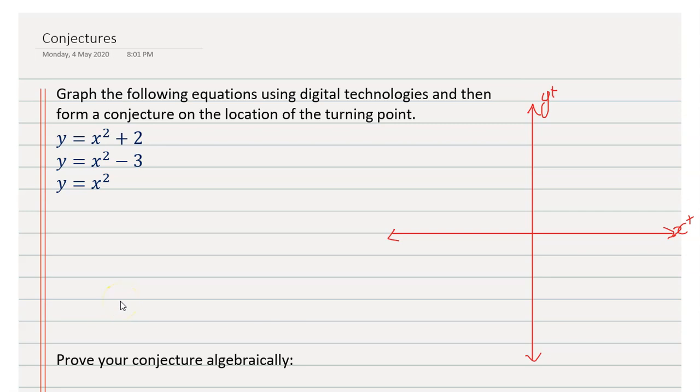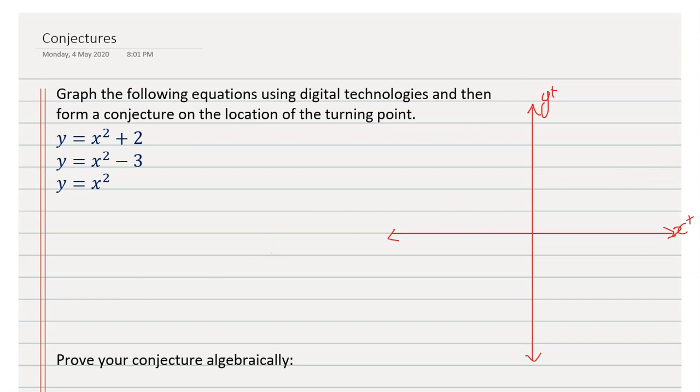Good evening, everyone. In this video, we're going to have a look at something called a conjecture and then work through an example of solving a particular conjecture example. Firstly, looking at the question, it says graph the following equations using digital technologies and then form a conjecture on the location of the turning point.